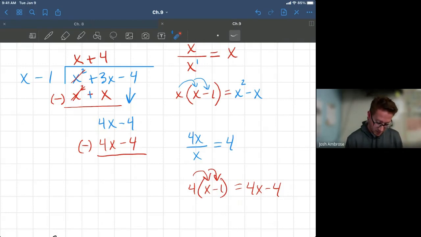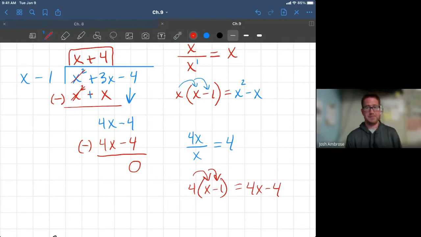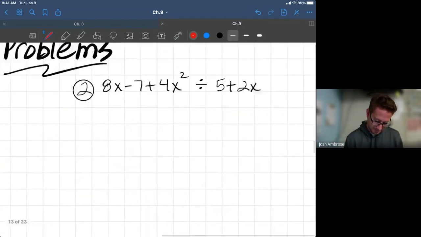What do you notice here, though? It's actually completely the same, which in this case means that we're going to get 0 as our remainder. If 0 is your remainder, this is your answer. X plus 4, that's the answer. Okay. All right, that's the first example problem. Let's do the next one.